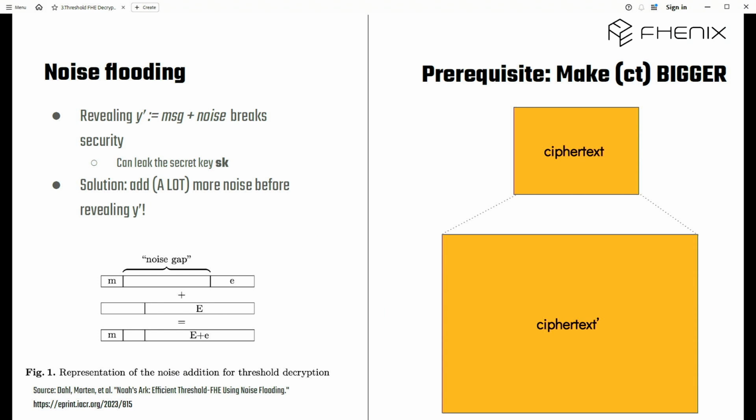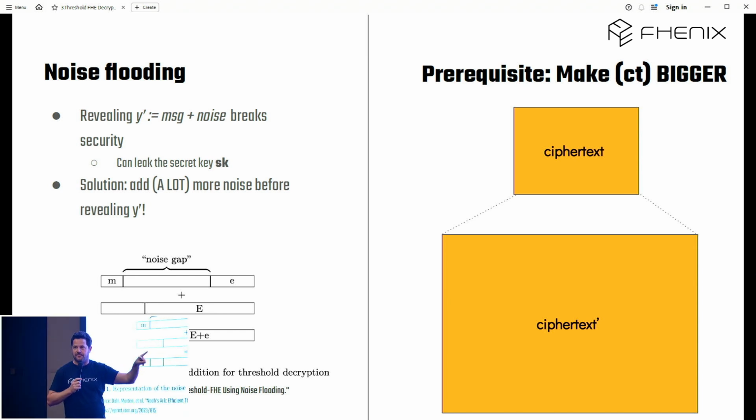So the only way to actually get big enough noise without overflowing the gap is to do some step before, which is to take the ciphertext and blow it up, make it bigger. This is the problem. This is why threshold decryption, like we use today and that everyone in the industry uses today, is slow, because that process is very, very slow. It takes 99.5% of the time or something like that.